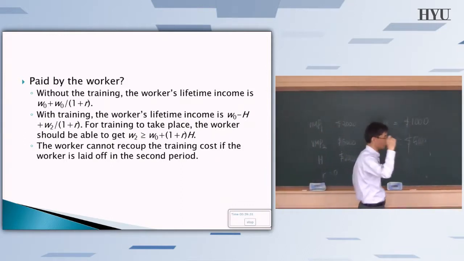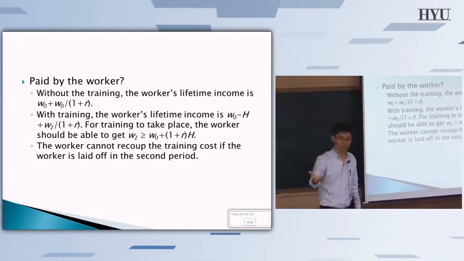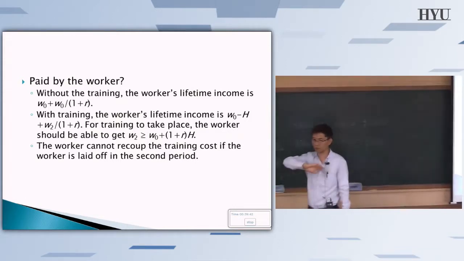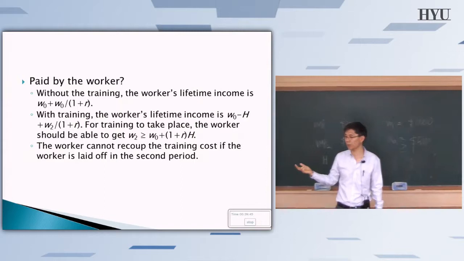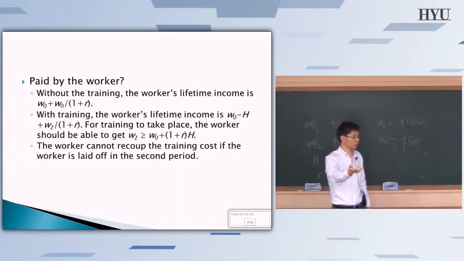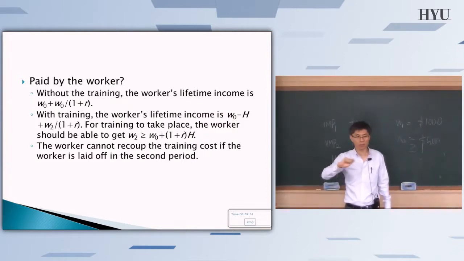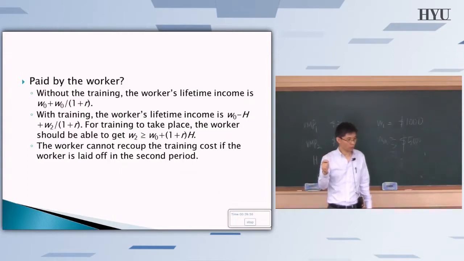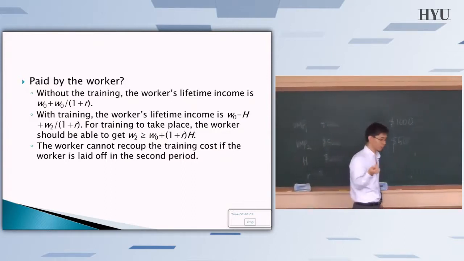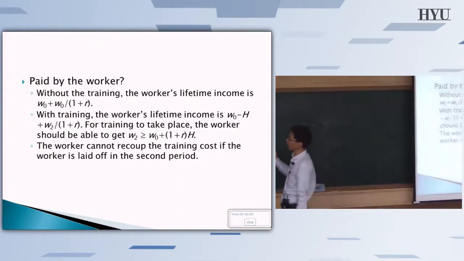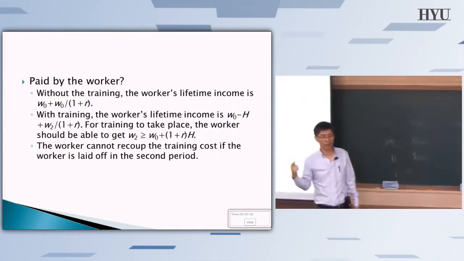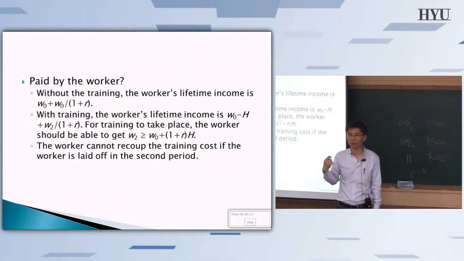Because what happens is that if the worker loses his job in the second period, the worker should go to another company. And in the other company, this training is of no use. Okay? So the other company is not going to pay anything for the training this person had. That means that if this worker loses his job, his training in the first period is just a waste of money. Okay? So the worker will be very risk averse. He's not gonna be willing to pay for the training unless there is a guarantee that this worker will keep this job in the second period. Okay?